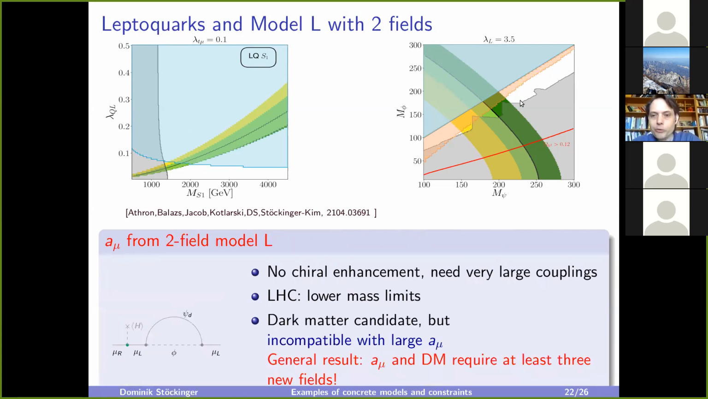On the right, you see an example of such a two-field model. We call it Model L, so it's a no-name model.